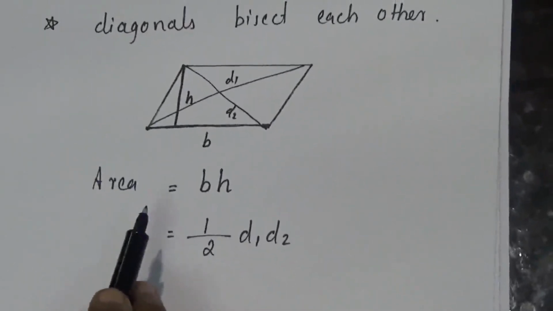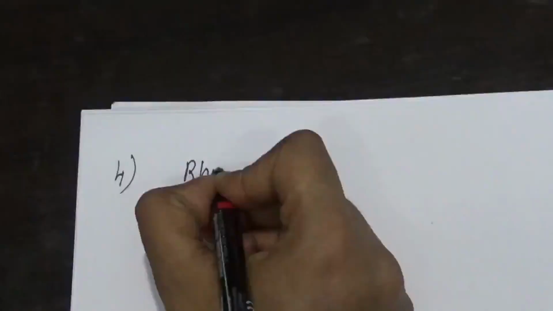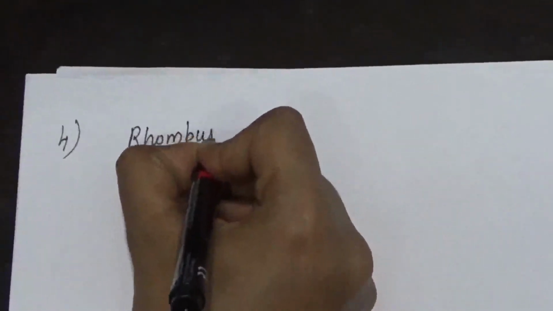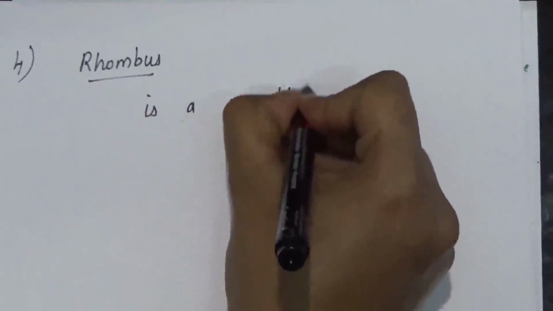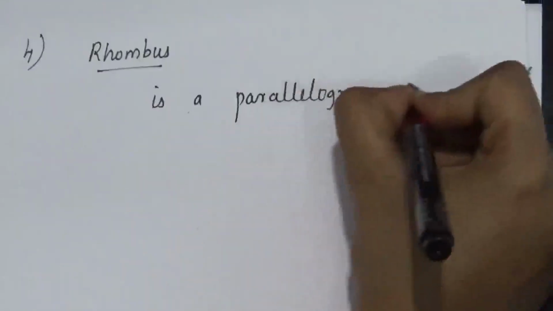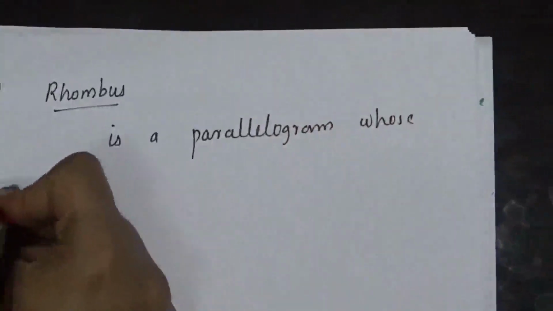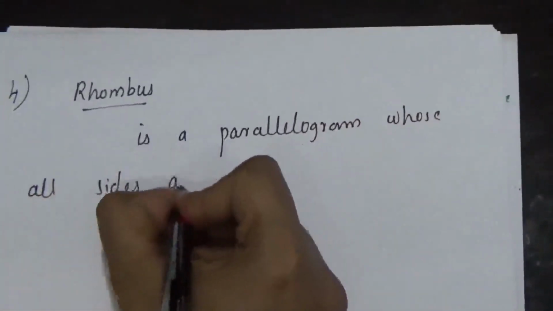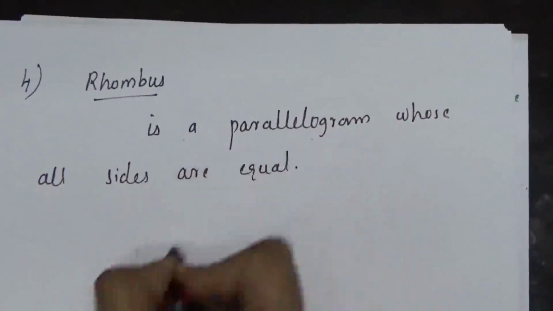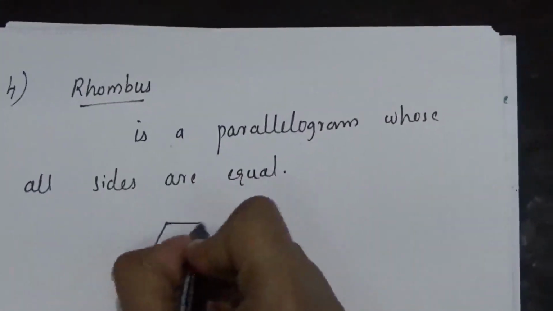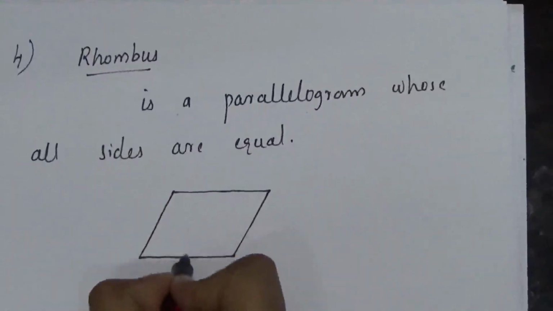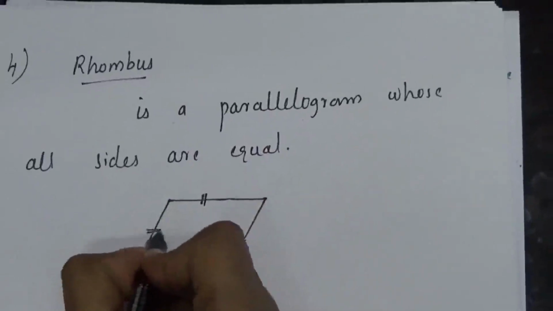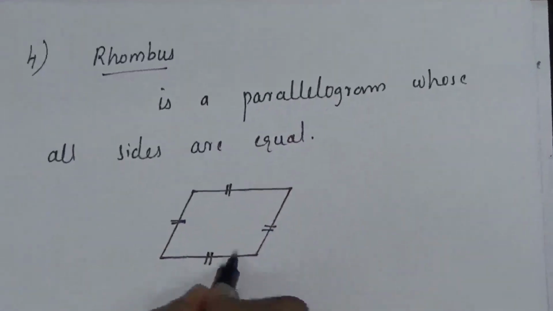Area of parallelogram is equal to BH, where B is the base of the parallelogram and H is the height. And if you know the length of diagonals of the parallelogram, then you can use half into d1 into d2. The fourth type of quadrilateral is rhombus. Okay, so a rhombus is a parallelogram whose all sides are equal. Parallelogram means the opposite sides are parallel and equal, and if these two sides are also equal to the first pair, then that is called a rhombus.